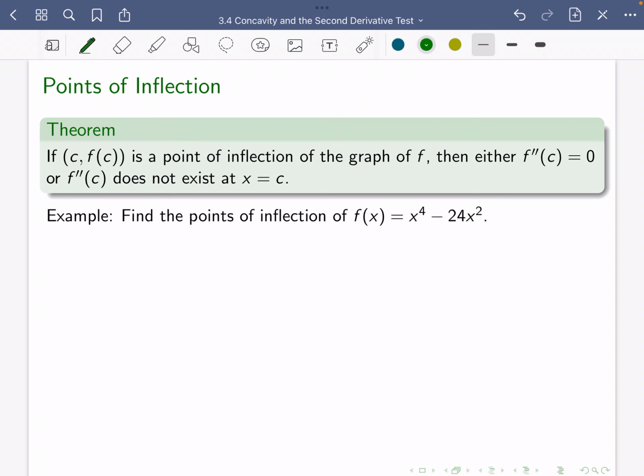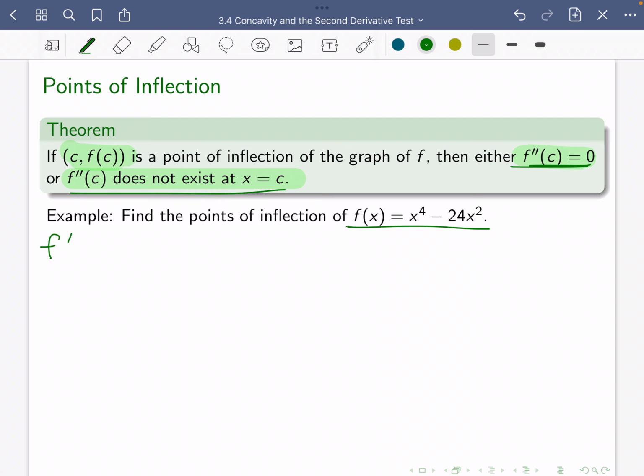If this is an inflection point, then either the second derivative is 0 or the second derivative does not exist. So that is what would happen if it's an inflection point. Either our second derivative is 0 or it does not exist. So let's see if we can find some inflection points for this function.